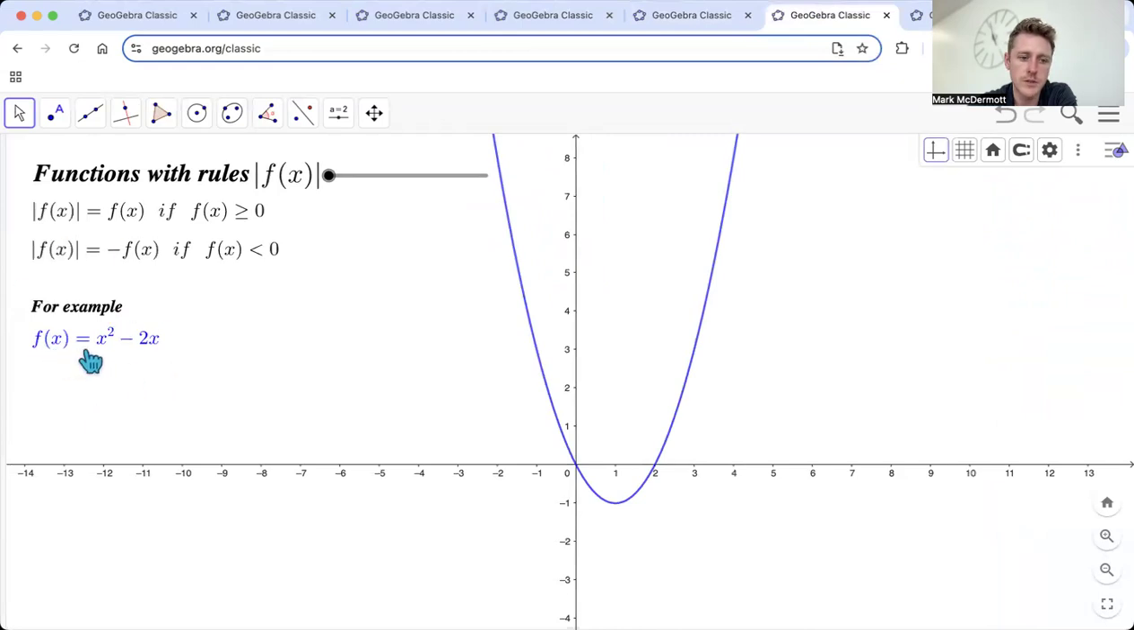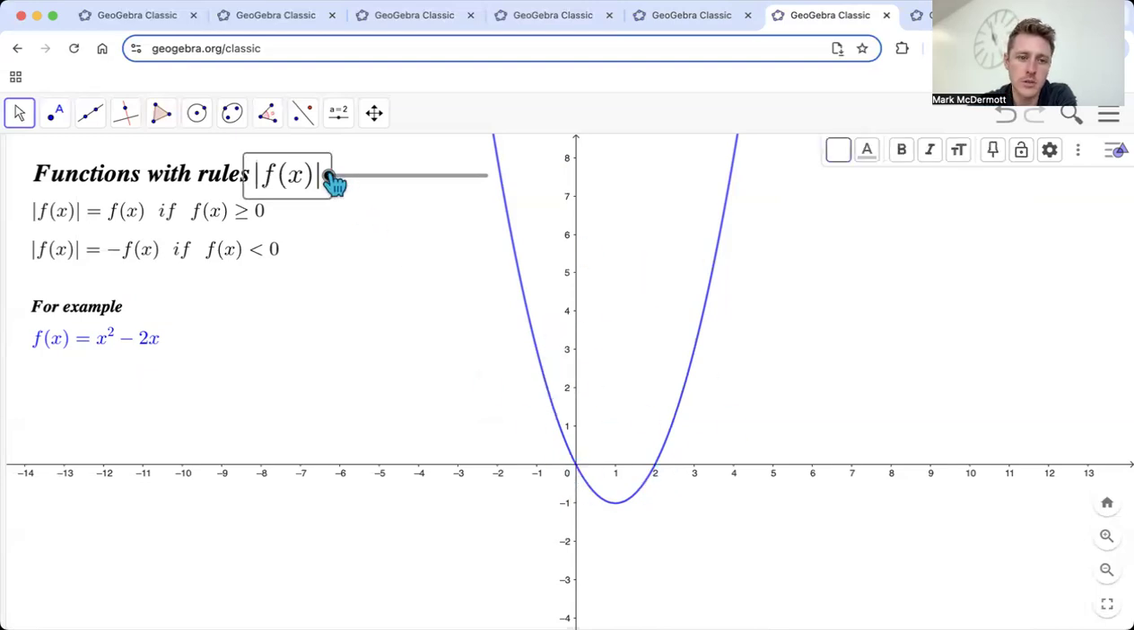So let's look at the function f of x equals x squared minus 2x. Now, hopefully this is a pretty standard quadratic by now. If you were to factorize this, you would get x multiplied by x minus 2. And what that means is you get an x-intercept at the origin and at the point x equals 2. So you'd end up with something that looks like this.